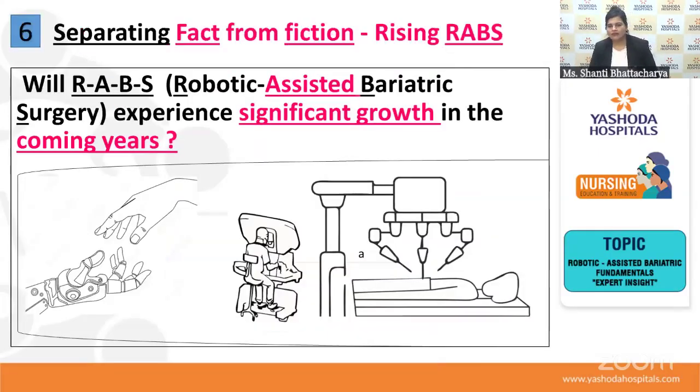Now, ma'am, again we are going a little bit from fact to fiction. Rising RABS, like robotic assisted bariatric surgery. Is this surgery experiencing significant growth in the coming years? I think it is already an emerging practice and it is booming very well. And I keep seeing you doing a lot of surgeries. What is your take on this, ma'am?